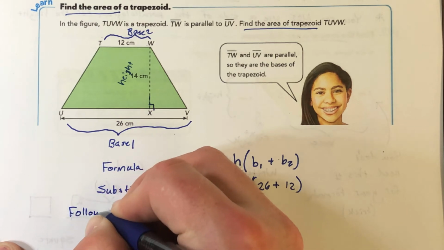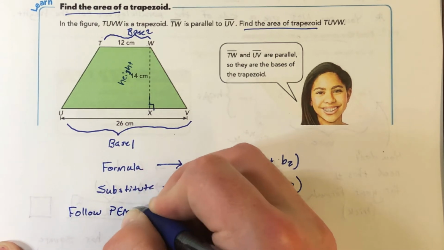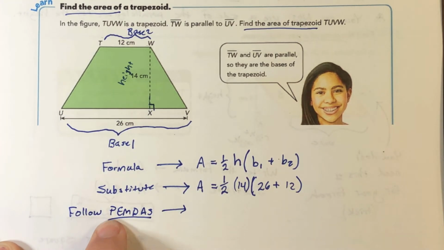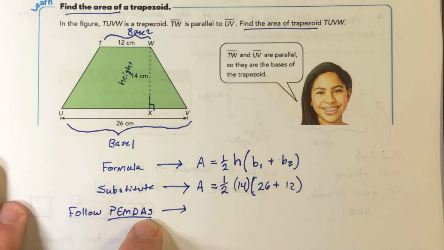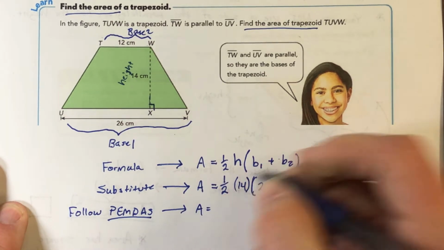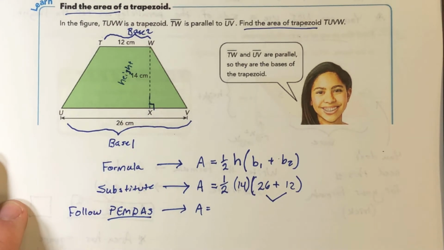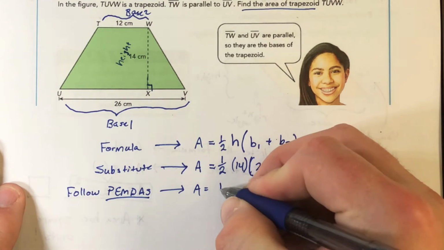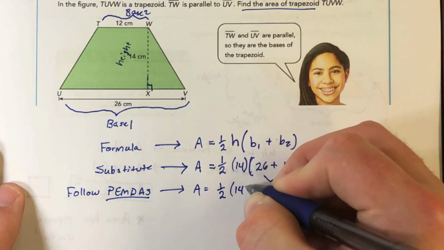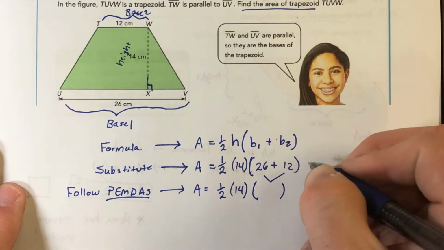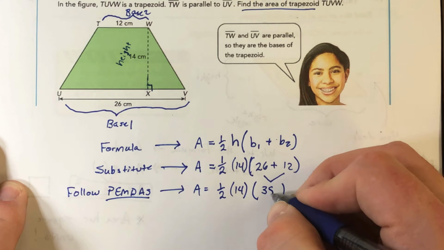Next step, follow PEMDAS. What does this mean? Order of operations. Parentheses first, exponents next, multiplication or division next, and then addition or subtraction. So, A equals, I see parentheses first, 26 plus 12. I must do that first. So I'm going to write 1/2 times 14, not going to do it, leave it alone, and I'm going to focus on the parentheses first. 26 plus 12 is 38.